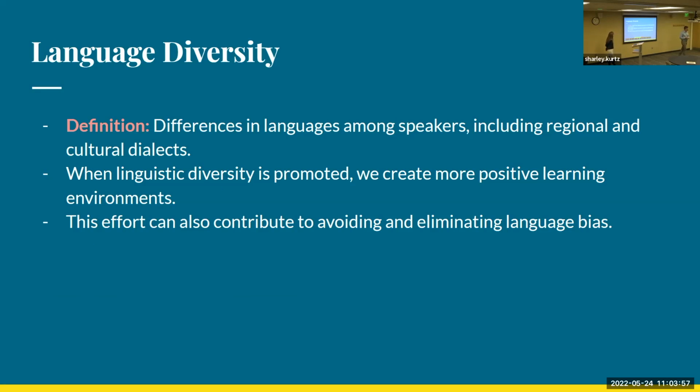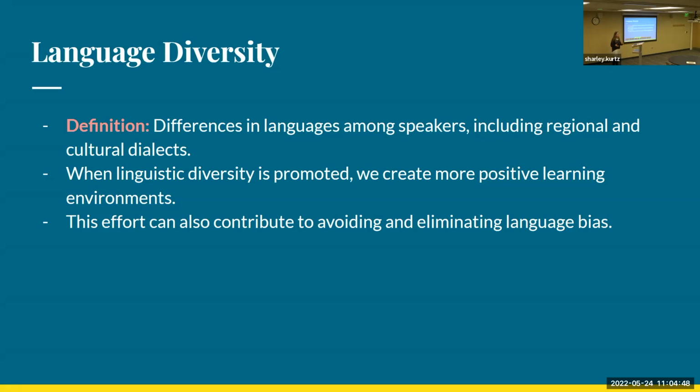So let us talk about language diversity, what it is. What do we mean when we talk about language diversity? It just means that there's differences in language among speakers, including regional and cultural dialects. Some good examples that you can think of are the difference between, for example, a New Jersey accent and a Minnesota accent, right? Or a Canadian accent, right? We all know these differences pretty easily. Also, African American vernacular English, which is considered a dialect in its own right, is a really important dialect to know about and be aware of. But so that's, there's always language diversity in our classrooms. Okay, that's something really important.